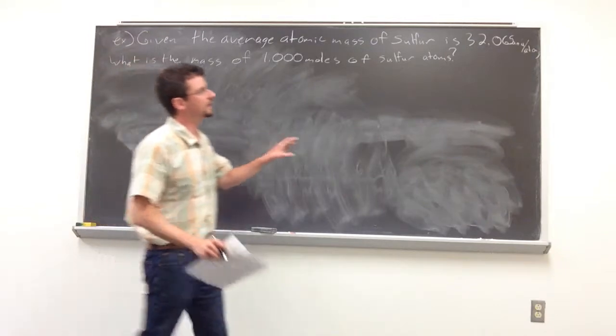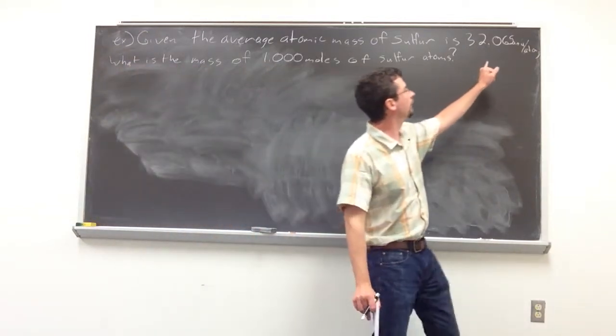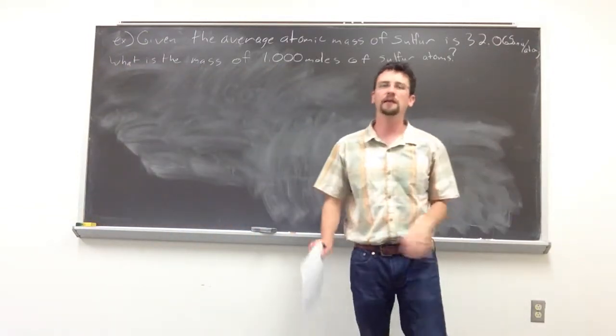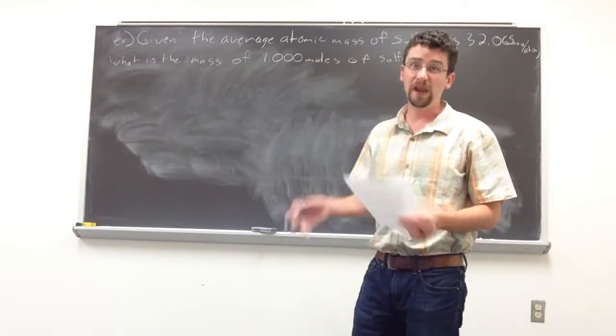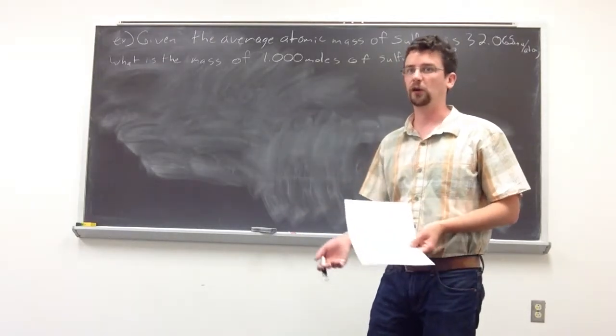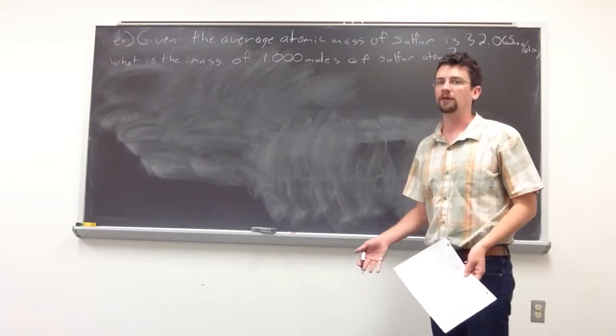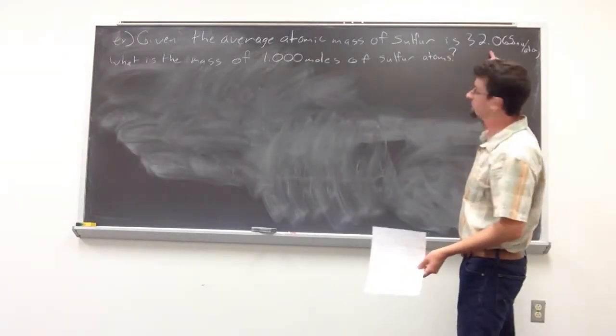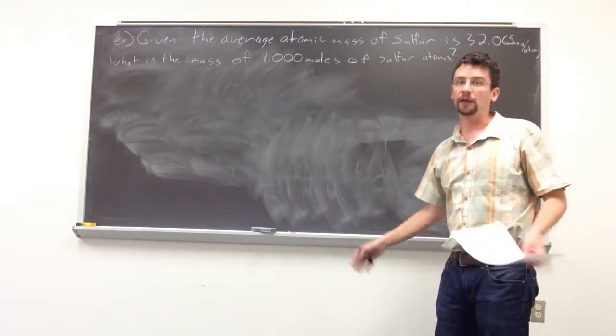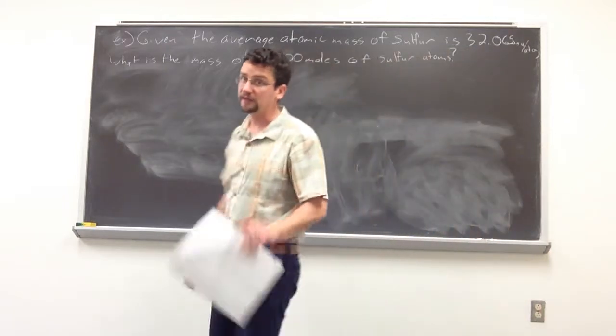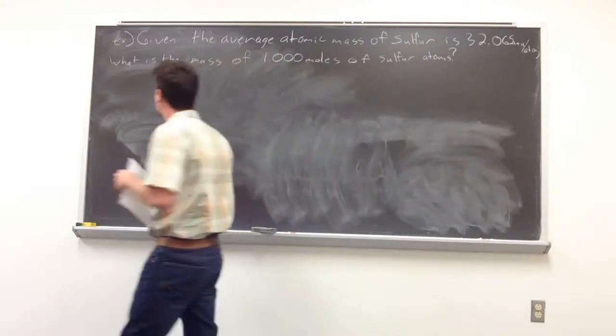Now, if we look at an individual sulfur atom, we know it will never weigh 32.065. That is a weighted average considering all the isotopes. But if we look at a large number of atoms, such as a mole, we can use this number because it will get averaged out that way. And we're not considering just a single atom in that case.